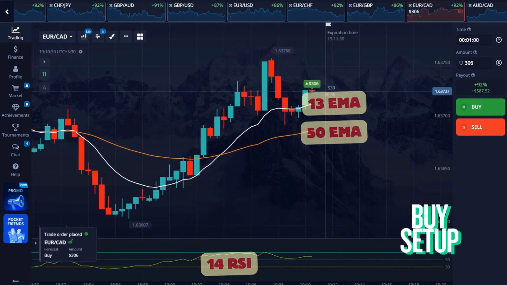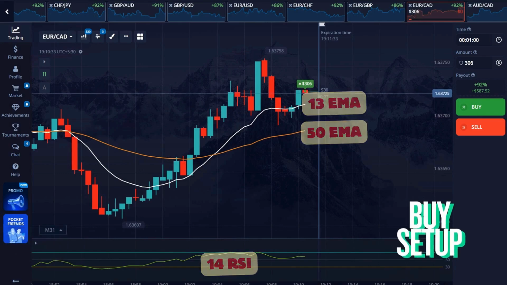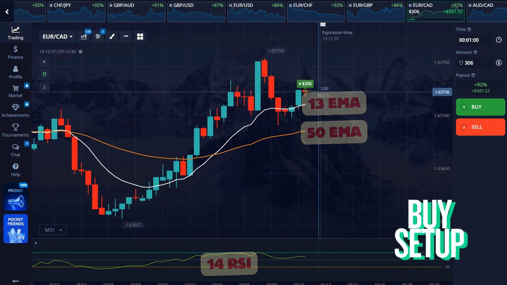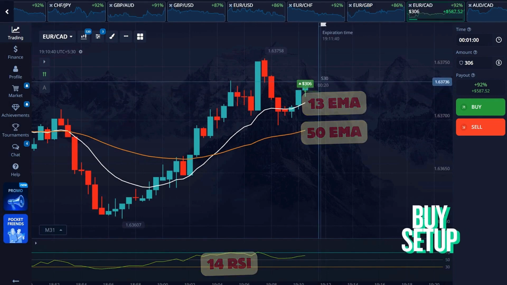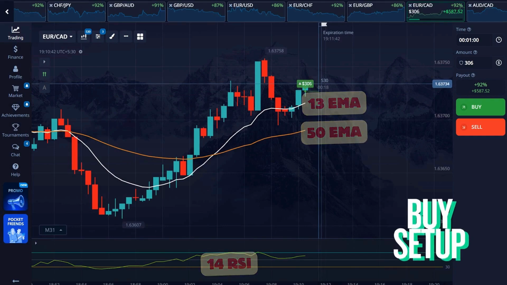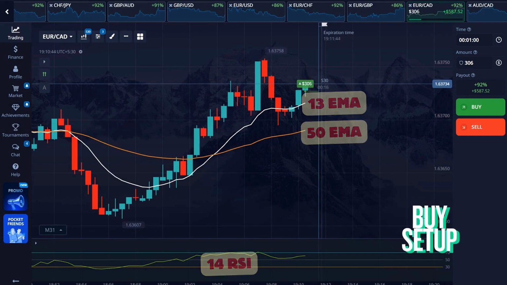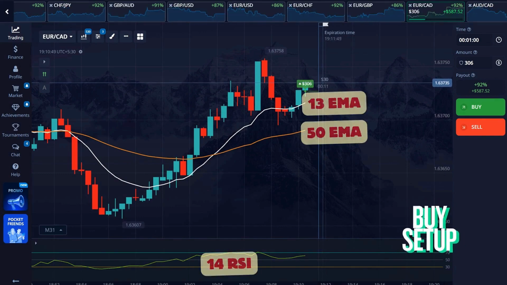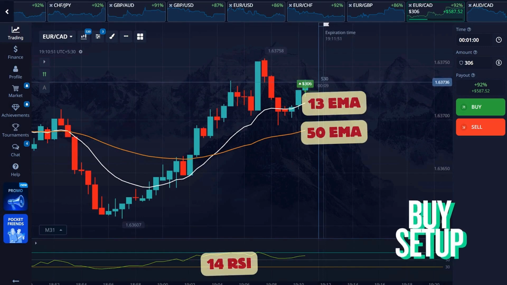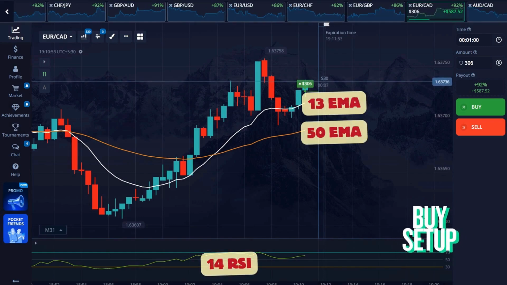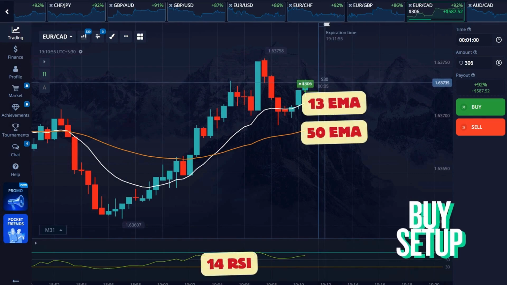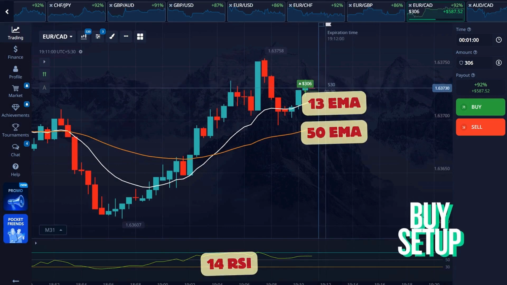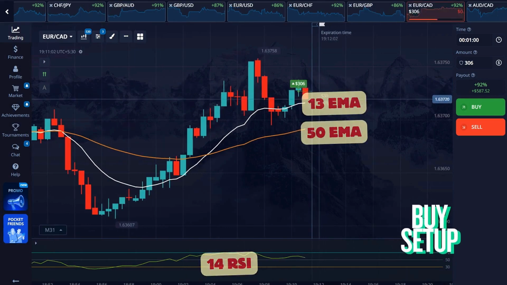Buy setup: the 13-period EMA must be above the 50-period EMA. This confirms that the market is in a strong uptrend. Wait for the price to pull back and touch or slightly move below the 13-period EMA, while it still stays above the 50-period EMA. During this pullback, the RSI should remain between the middle line. This range means the market is taking a healthy pause within the uptrend. When a bullish candle closes above the 13-period EMA, enter a buy trade immediately after that candle closes.